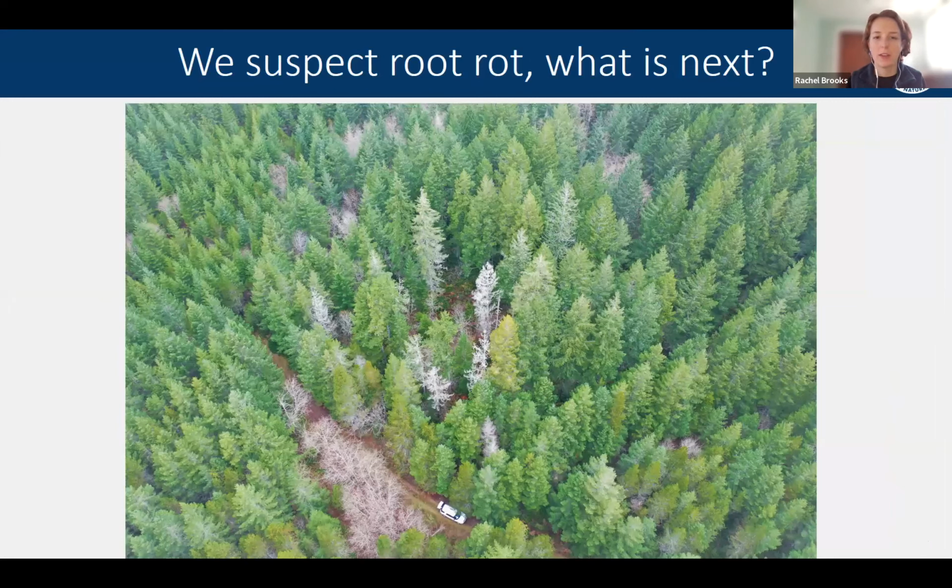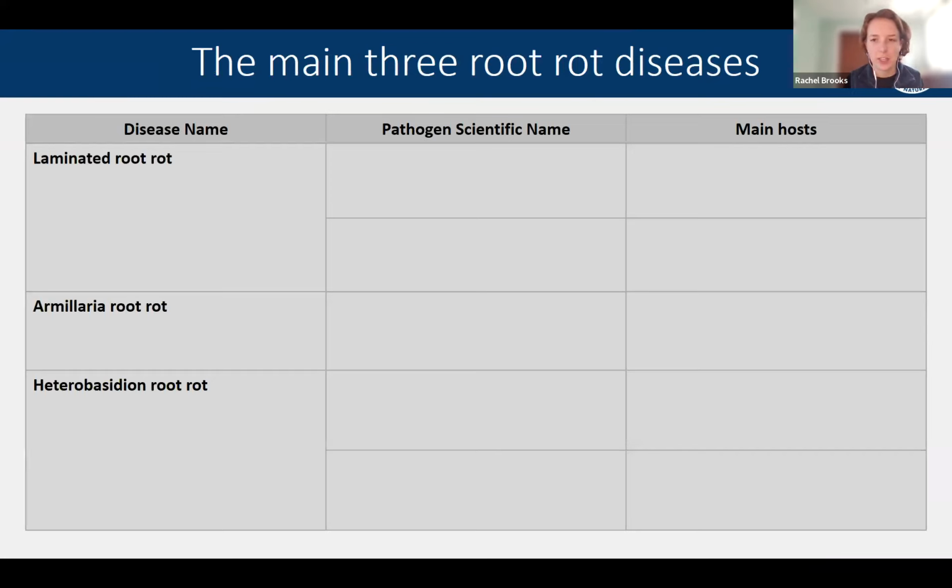And showing why we think that there might be root rot on there. And the question for today is, what do we do next to confirm this? Now I'm going to talk about what we will do to determine if it's one of the 3 main root rot diseases we see in Western Washington.